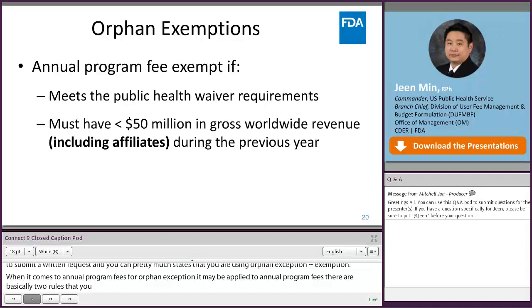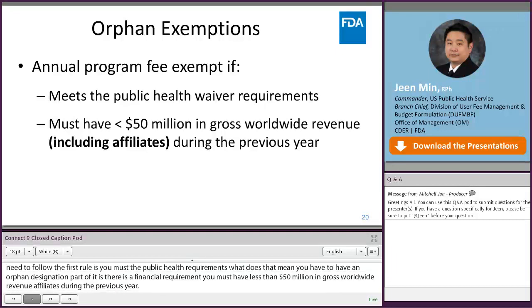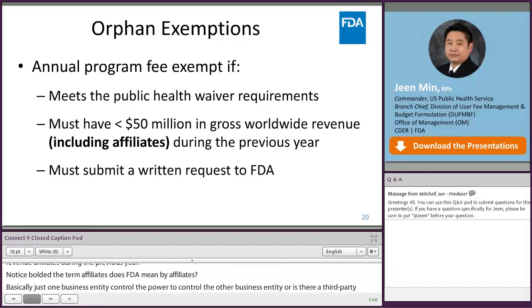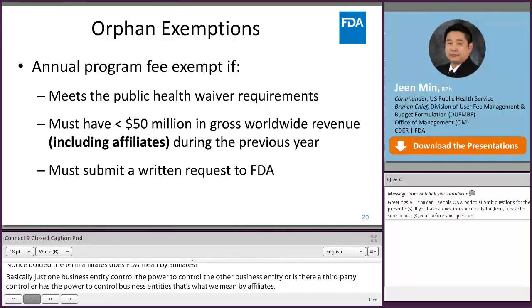Now, you notice I bolded the term affiliates. What does FDA mean by affiliates? Basically, does one business entity control or have the power to control the other business entity? Or is there a third party that controls or has the power to control both business entities? That's what we mean by affiliates. And when it comes to orphan exemptions for the annual program fees, you must submit a request to FDA. I recommend you submit it before the annual fee is due.